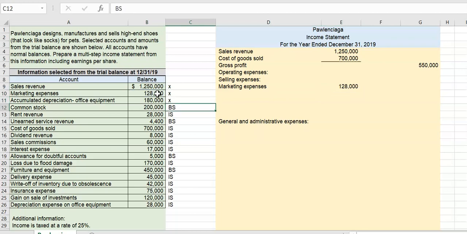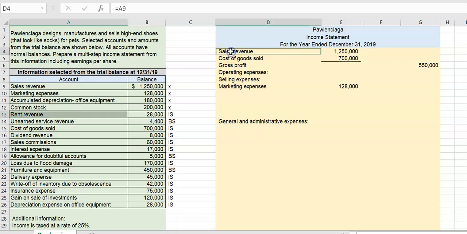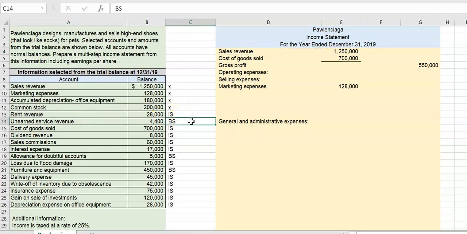Okay, I know I'm not going to need anything on the balance sheet here. Rent revenue. Well, notice I didn't include that with sales revenue. There's a reason for that. If this is a company that designs, manufactures, and sells high-end shoes for pets, renting out facilities and acting as a landlord is not related to the primary operations. So I'm holding off on that for the non-operating section.